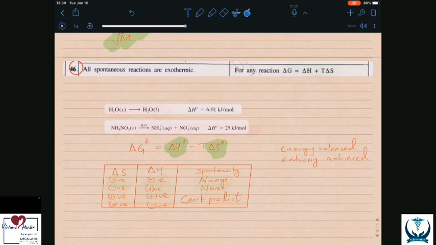As an example, look at the phase change of ice into water. This is an endothermic reaction, that is, it requires heat, but at room temperature, it constantly keeps happening. Similarly is the reaction of dissolution of ammonium nitrate. This is also endothermic. And in the second statement, we see that the relationship for Gibbs free energy is given incorrectly, considering that entropy has a positive sign.